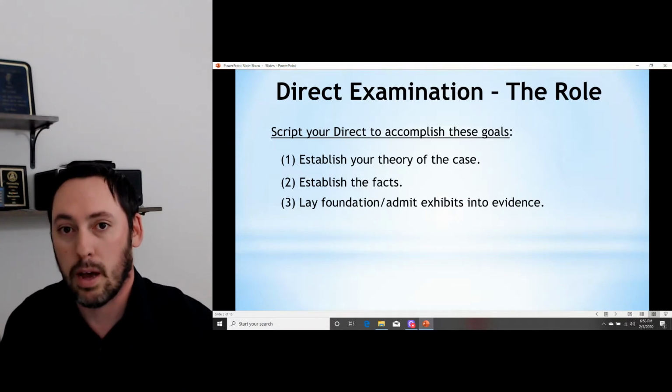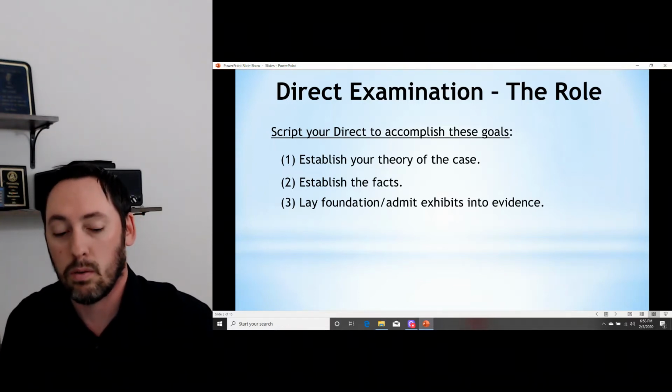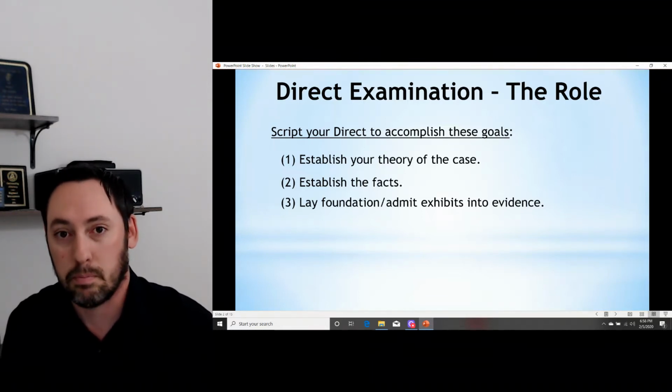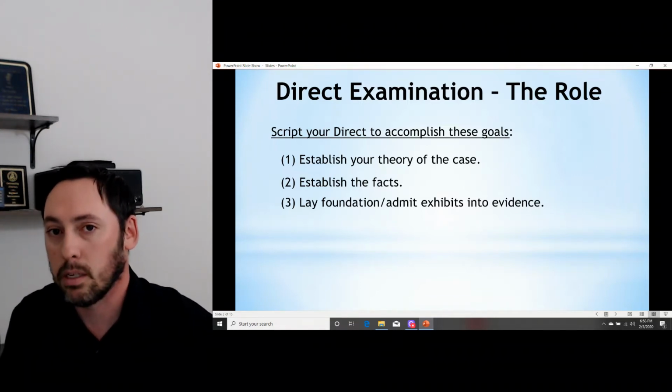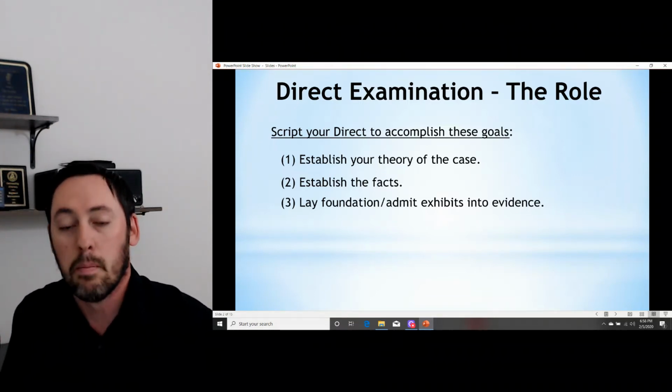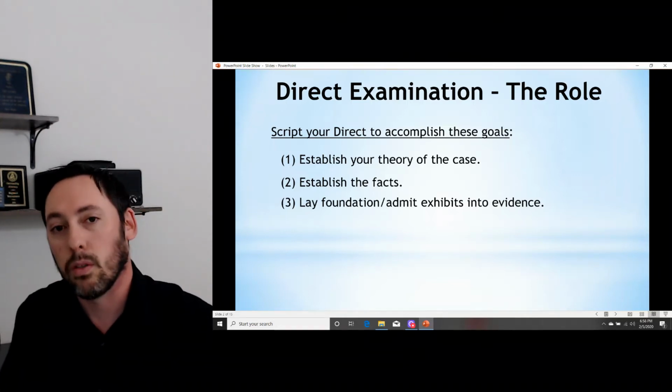For example, if you have a crime scene tech on the stand who found a piece of evidence on the scene, like drugs or a shell casing, and then tagged it and bagged it, and then it was sent to the lab for testing, you're not going to admit that piece of evidence till the lab analyst testifies, but you need to lay the foundation with the crime scene tech.